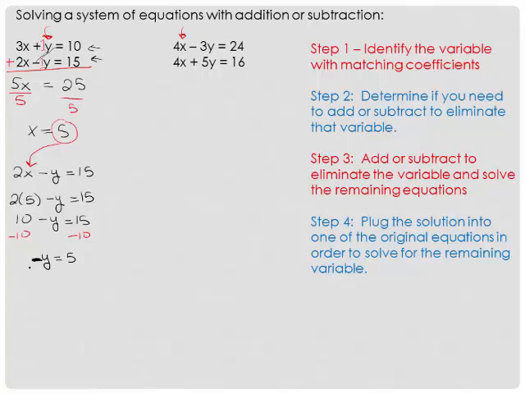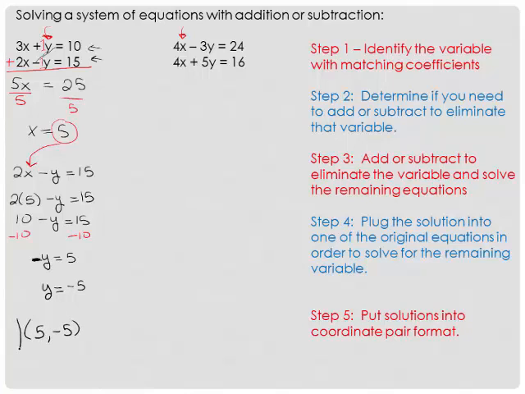Because I have a negative y, I don't want to know what negative y is. I want to know what y is, so I change both signs. So y is equal to negative 5. And then I put the solutions into coordinate pair format. So I have 5, negative 5. This is the solution to this system of equations. Now we'll work on our second system. I have both positive 4x's, so if I add, I'm going to end up with 8x, so I need to subtract.